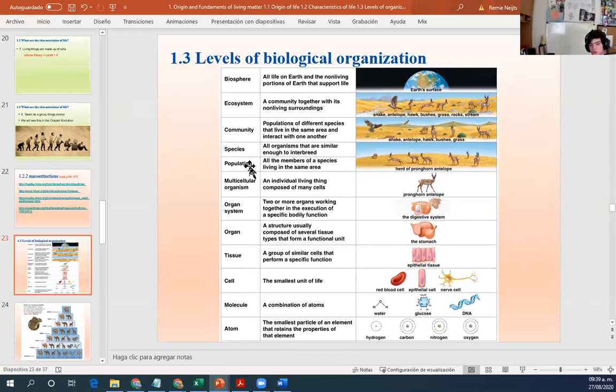Okay, here they make the distinction between population and species, okay? So a population is all the members of a species living in the same area, and the species is all the organisms that are similar enough to interbreed, okay? Okay, that's it.